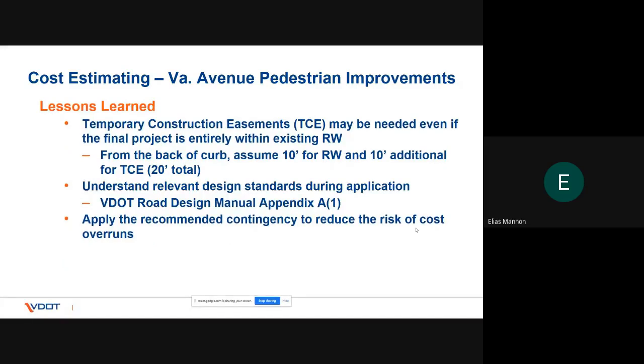Some lessons learned. Temporary construction easements will probably be needed even if it looks like your project will fit entirely within existing right-of-way. Just as a rule of thumb or a starting point, from the back of the curb, you should assume 10 feet for right-of-way and then 10 more feet for the easement. So 20 feet total off the back of the curb for your right-of-way needs for a sidewalk project. Of course, that can vary based on individual project conditions, but if you can't meet that off the bat, then you're probably going to need some funding in the right-of-way phase.